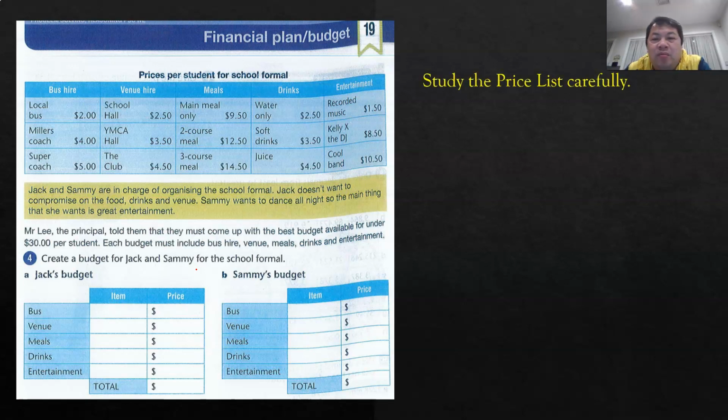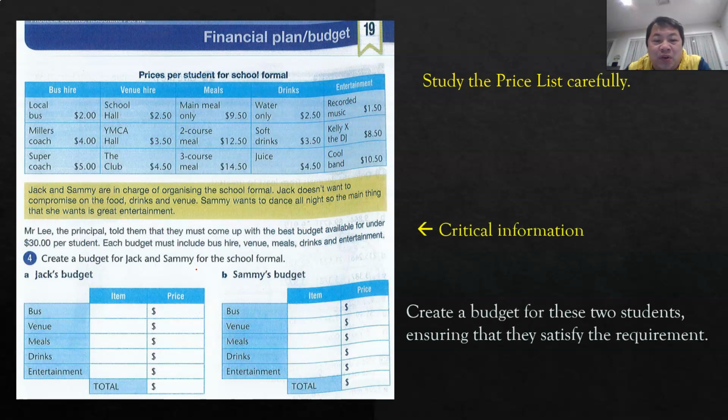I've done one on my own. The critical part is it must be under $30. That's the critical part. And they say create a budget. So what I did was I looked at the information. You need the bus. You use the Miller's Company, it's $4 per student. The venue, use YMCA Hall, which is $3.50 per student.